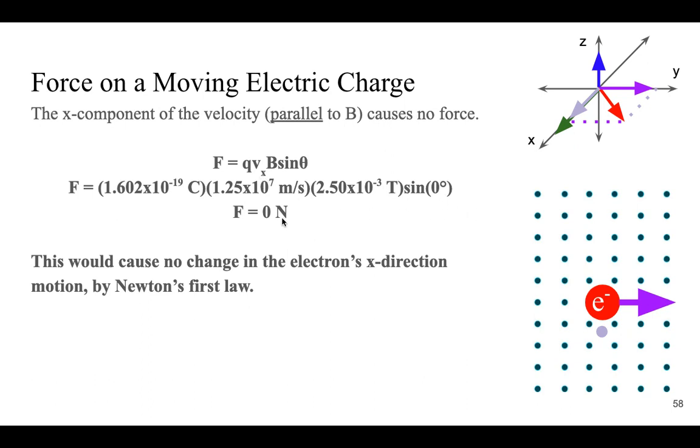So that's 0, which means the X component of the velocity is not going to cause any force on this electron. Therefore, the X component of the velocity is not going to change, because this electron is just going to keep moving with the same X velocity the whole time because of Newton's first law. If an object is in motion, it will stay in motion in a straight line unless acted upon by an outside unbalanced force. So yeah, nothing will change the X component of this velocity.